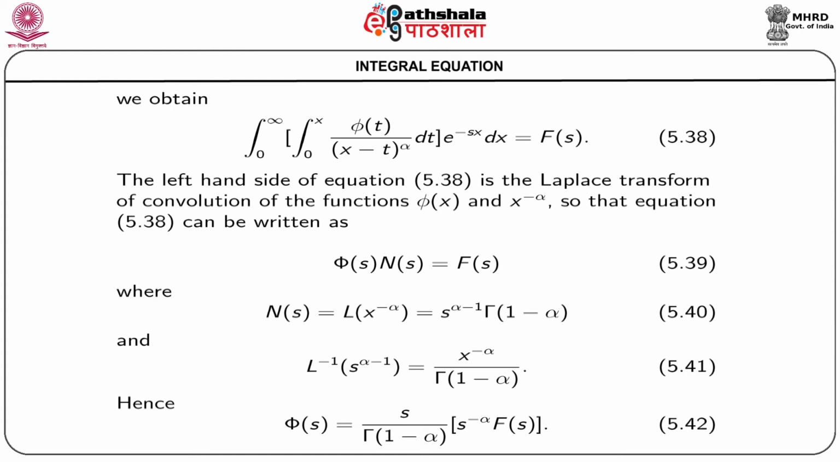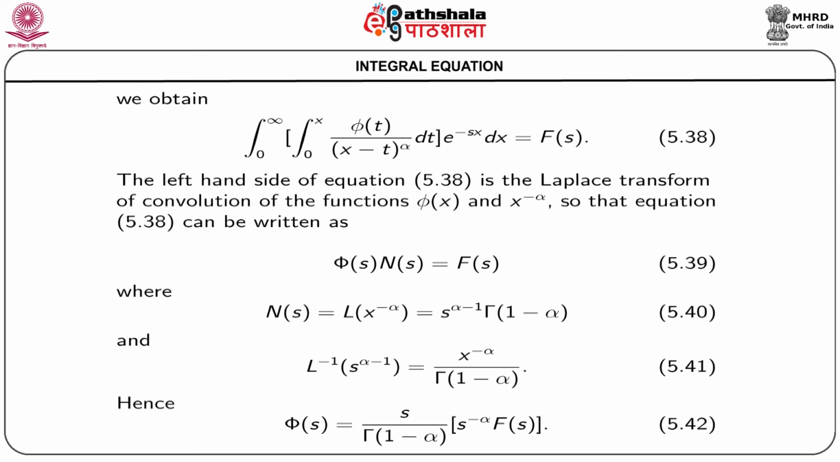Now, in the left hand side of equation 5.38, the inner integral, that is the t integral, you can see that it is again a convolution of two functions phi t and 1 by x to the power alpha, and the left hand side of equation 5.38 is the Laplace transform of the convolution of two functions phi t and 1 by x to the power alpha, so that it can be written as capital phi s into capital N s equal to capital F s.